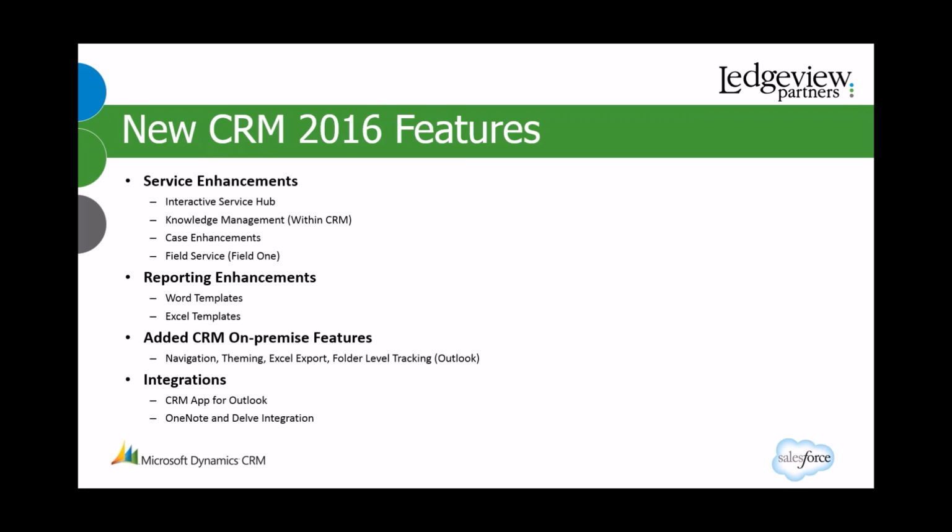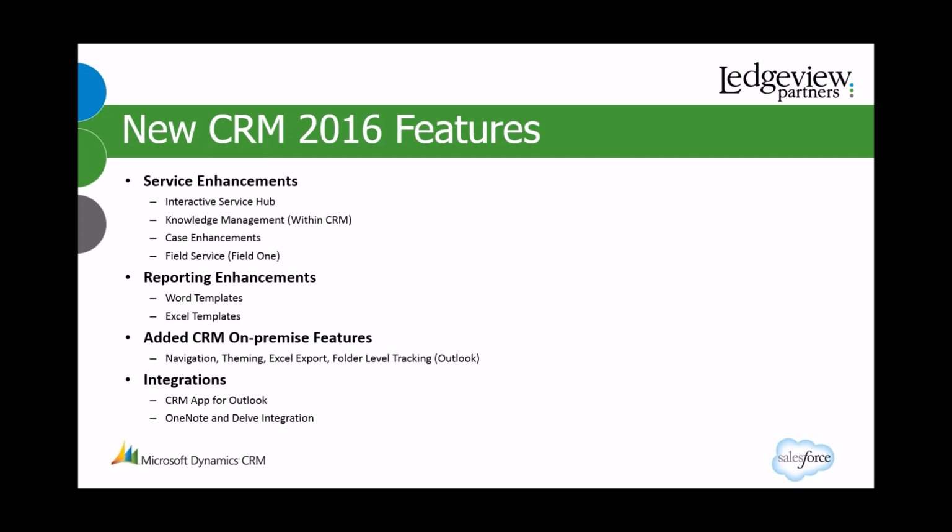All right, so what will we be looking at today? There are 4 main areas that Microsoft was looking into. We have service enhancements, reporting enhancements, some features that were on CRM Online but now are available with CRM on-premise, and then some integrations that we're looking at.